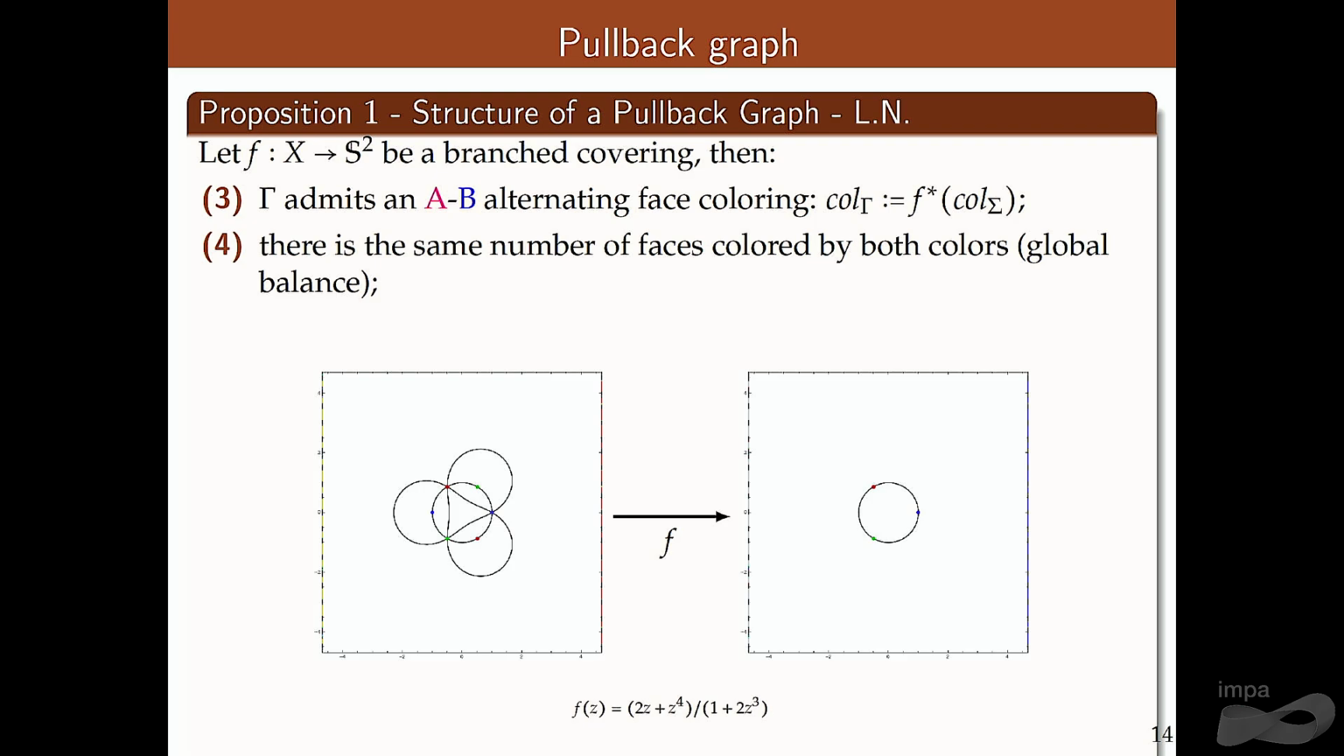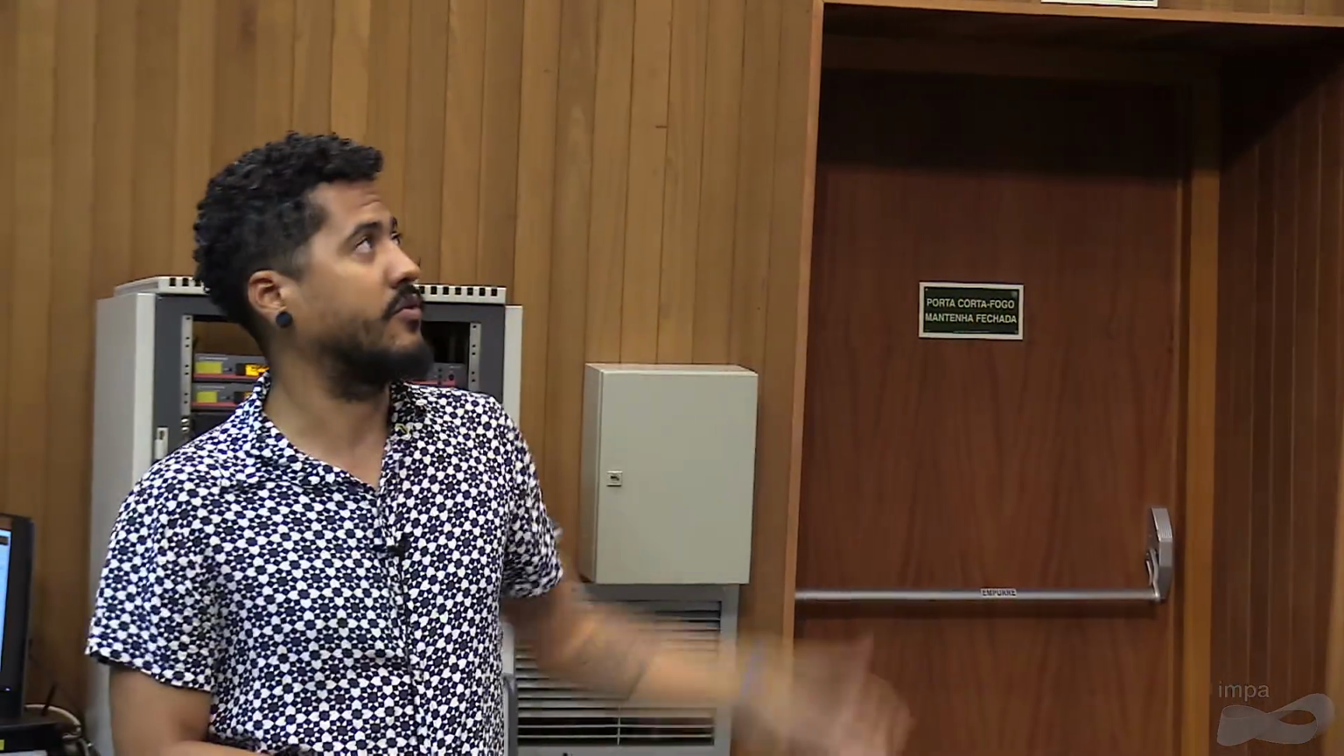As we saw in the picture, we can color this object. So any pullback graph admits a coloring of its faces. It is the pullback of the coloring downstairs on the sphere. The number of faces of each color is the same. So if the degree of your map is D, then you have D faces of each color, okay?